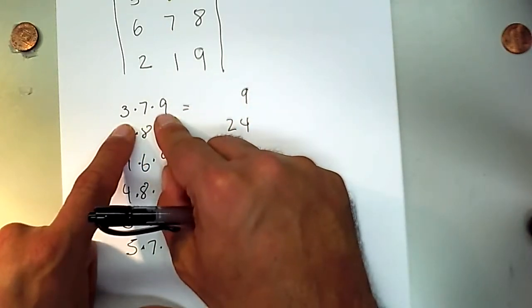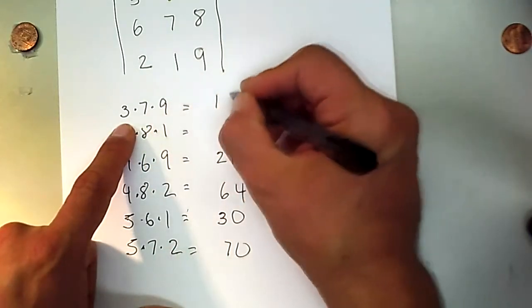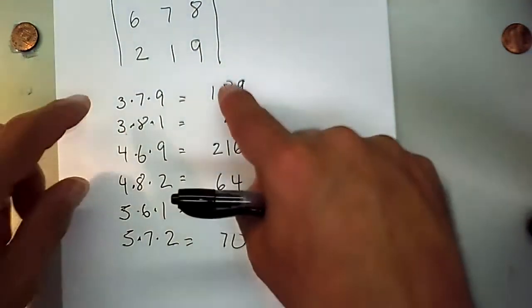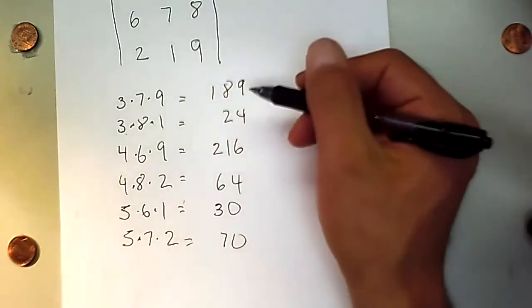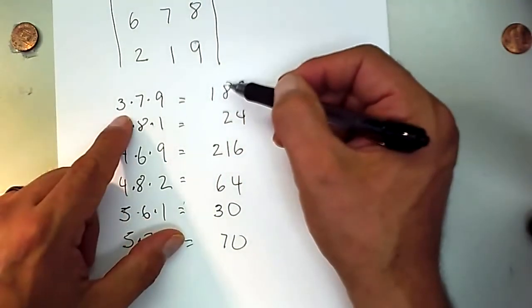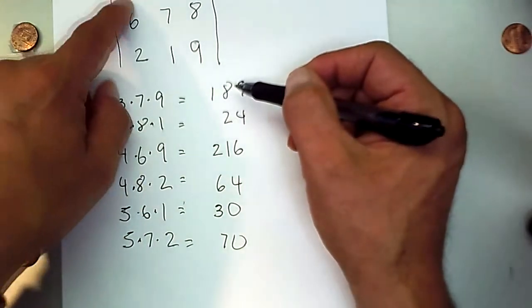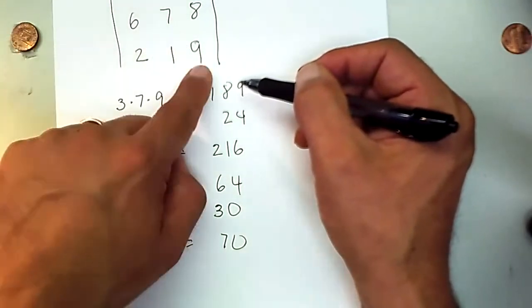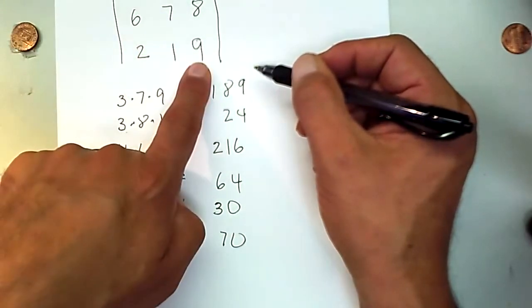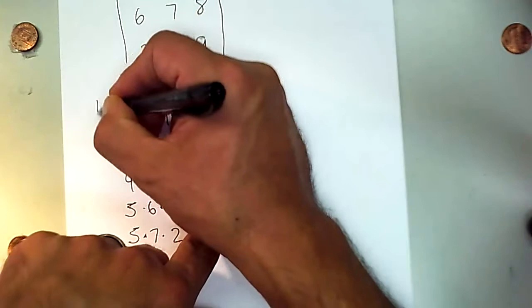63 times 3, so that's, I believe, 189. Okay, but then we're going to assign signs to them. So this one corresponds to the permutation 1, 2, 3, which is an even permutation. We're going to keep this as positive.